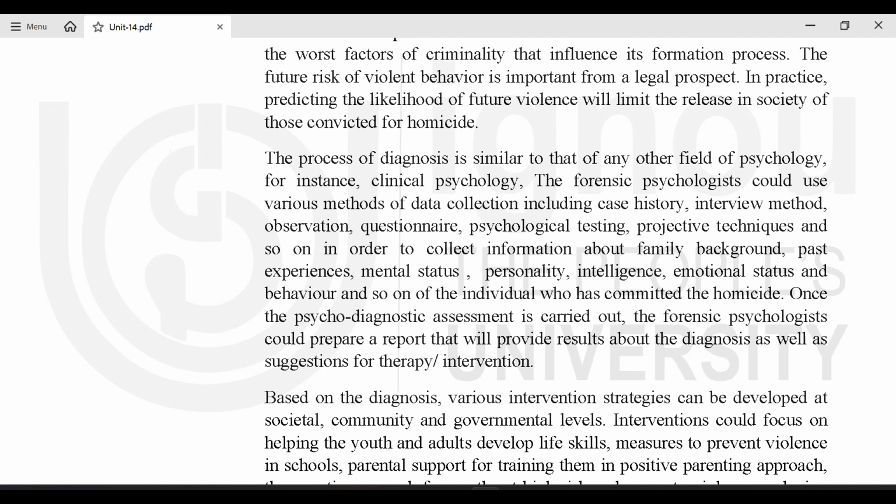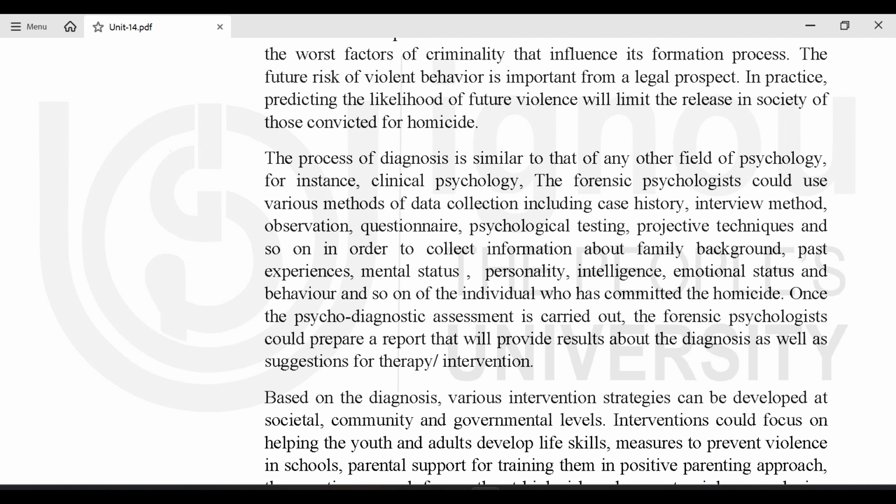The future risk of violent behavior is important from a legal perspective. In practice, predicting the likelihood of future violence will limit the release in society of those convicted for homicide. The process of diagnosis is similar to that of any other field of psychology, for instance, clinical psychology. The forensic psychologists could use various methods of data collection including case history, interview method, observation, questionnaire, psychological testing, projective techniques and so on in order to collect information about family background, past experiences, mental status, personality, intelligence, emotional status and behavior and so on of the individual who has committed the homicide.